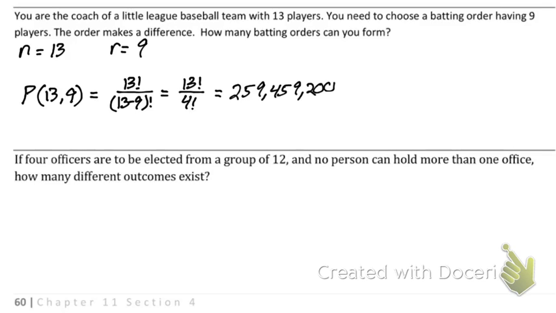Well, think about this real quick. If this is how many ways there are just to pick 9 players from the 13, imagine what the chances are of winning the lottery when they have way more numbers.